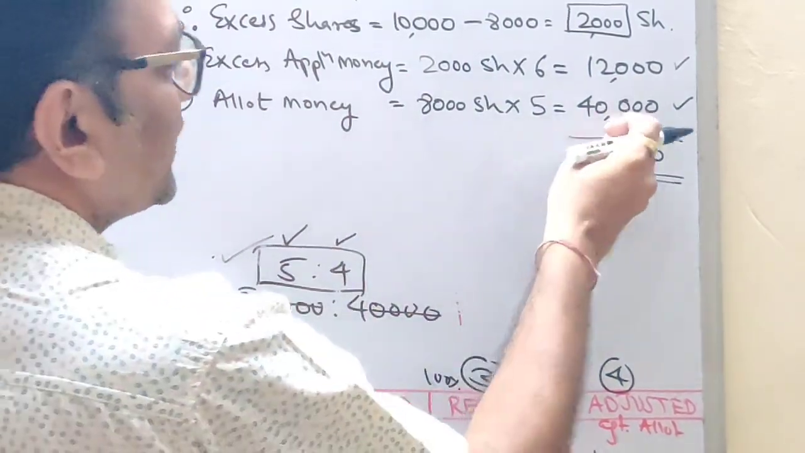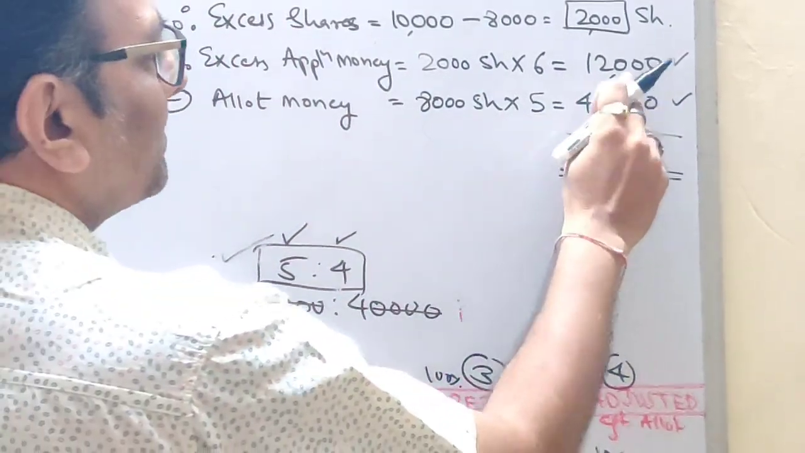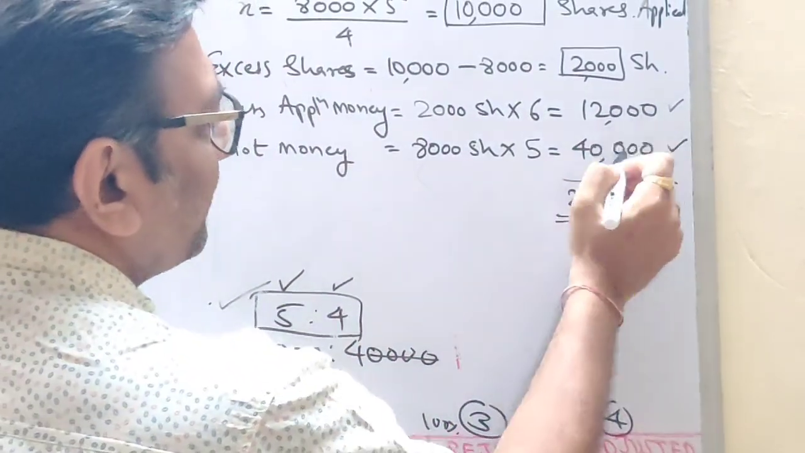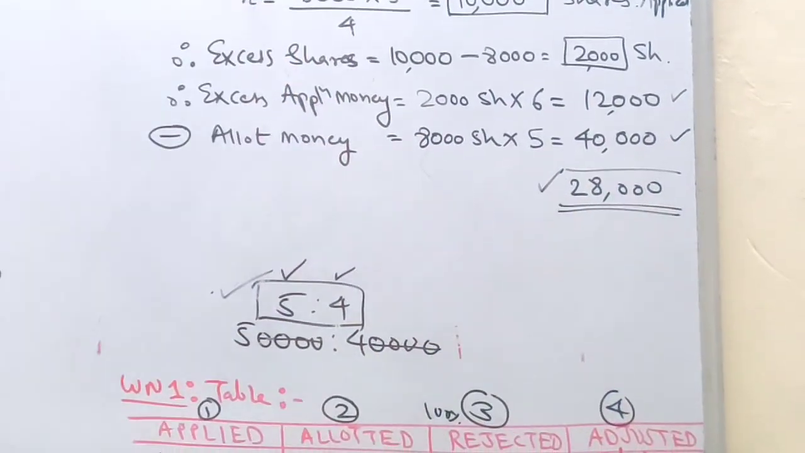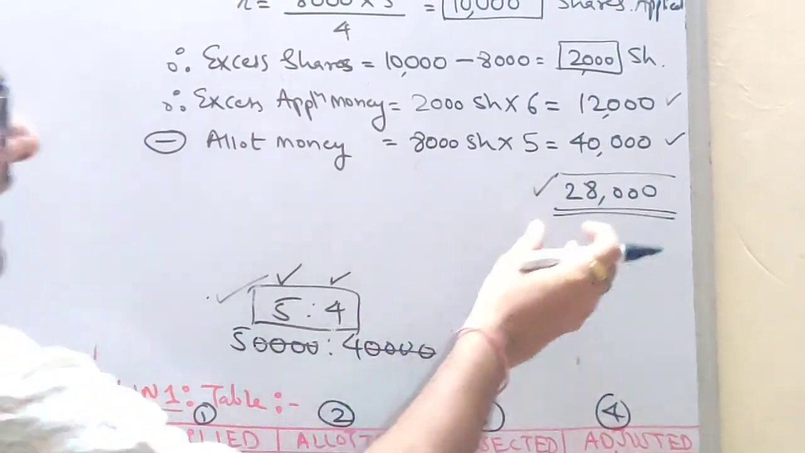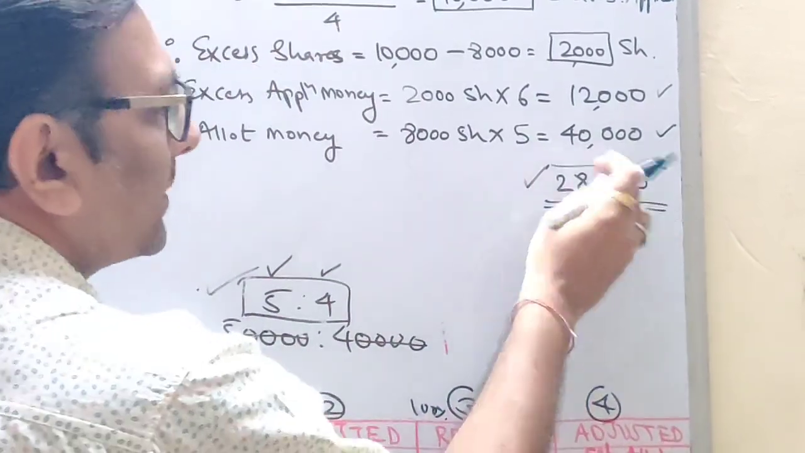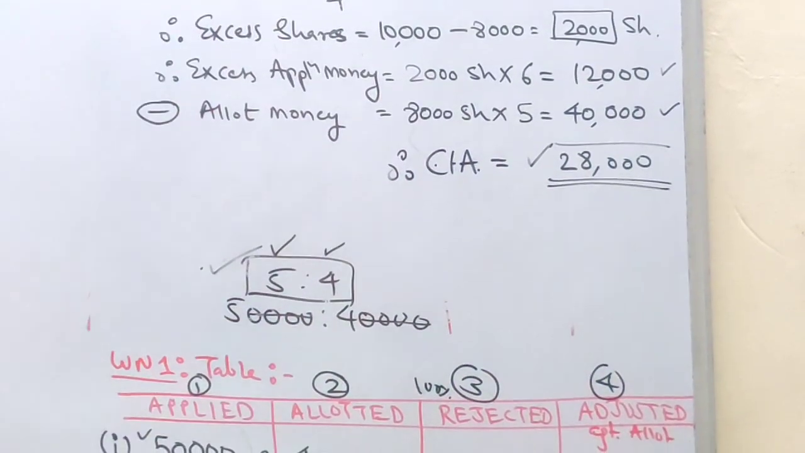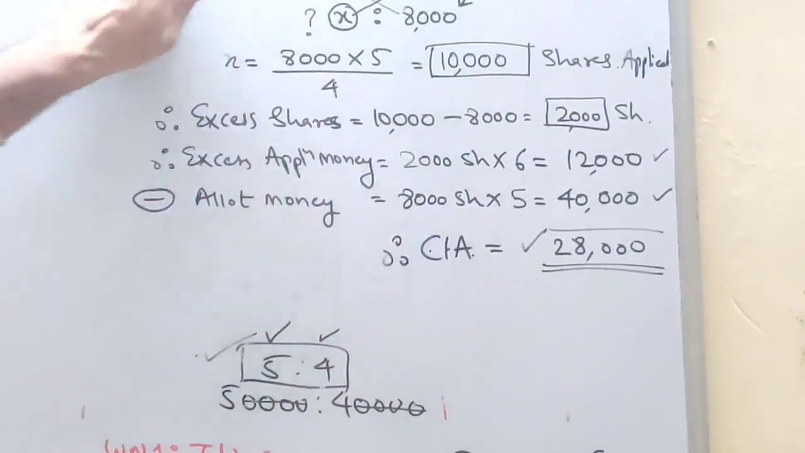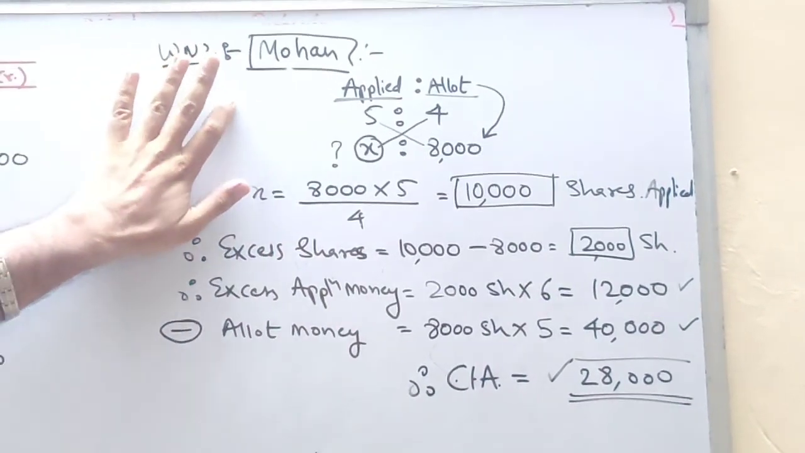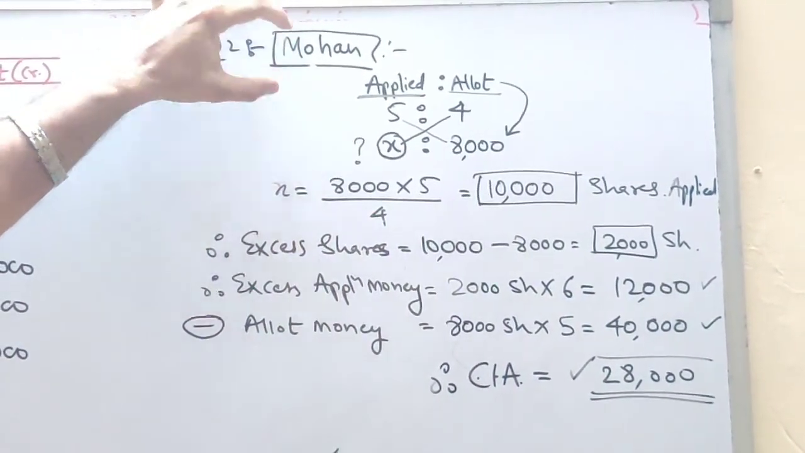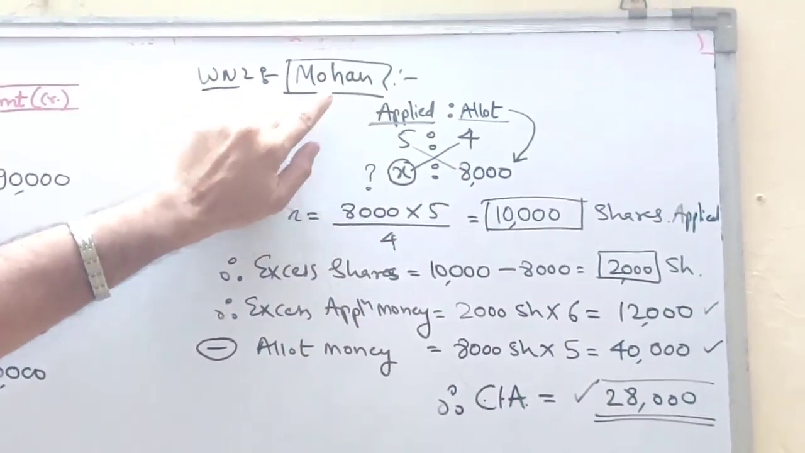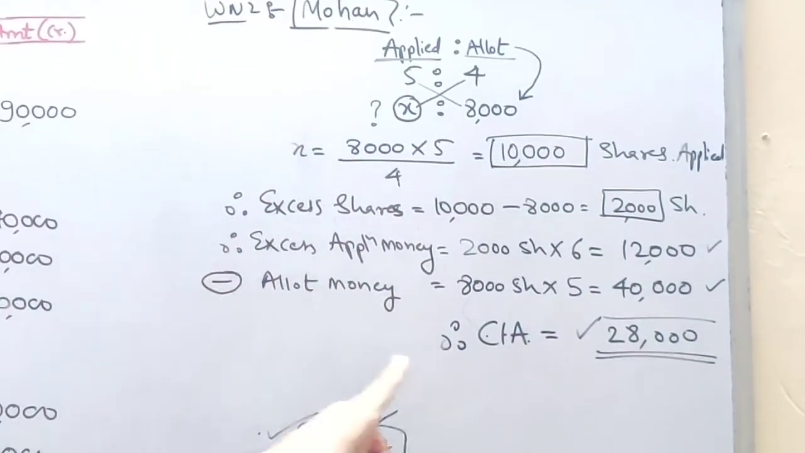So Mohan will say, why should I pay 40,000? You adjust my excess money, 12,000. So after adjusting the excess money of Mr. Mohan, he was supposed to pay 28,000, which as per the question, he has not paid. Therefore, this is your call in arrear. So this is what I call a personal working note. Why personal working? Because I am just taking into consideration the number of shares applied and allotted to Mohan. So this is a personal working note.